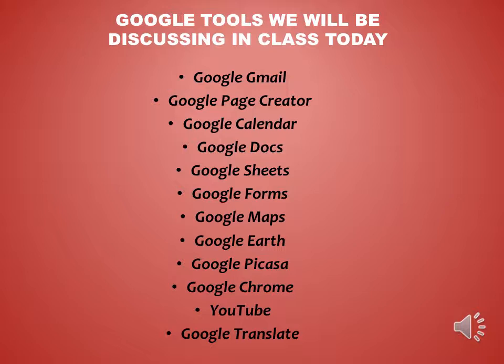So just to let you know that we're going to be going over these top 12 from Google: Gmail, Google Page Creator, Google Calendar, Google Docs, Google Sheets, Google Forms, Google Maps, Google Earth, Google PICASA, Google Chrome, YouTube, and Google Translate. So hopefully you're familiar with at least one or two of these as the class goes on, and by the end of class I hope that you have familiarized yourself with every single one of these that we're going to talk about in class today, but I wanted you to be familiar with it.